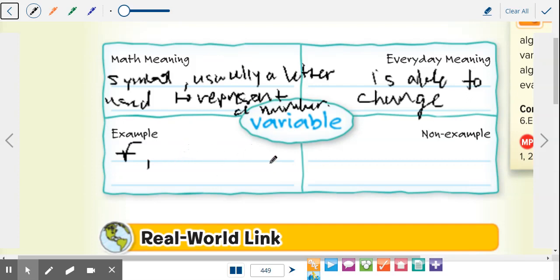Now, before we move on, you guys start writing a bunch of letters. The most notorious variable that they use is X. You will also see Y is common as well. But X is the most notorious one. You'll see that a lot. Now, what would be a non-example of a variable? A number, any number. So 4, 77, 3 8/10. Those are non-examples. Those are all numbers. Variables are letters. All right, so once you have that, let's go down to the real world link.